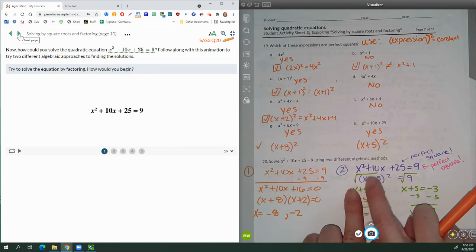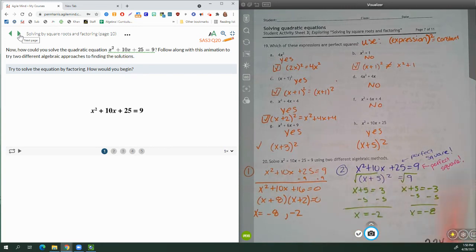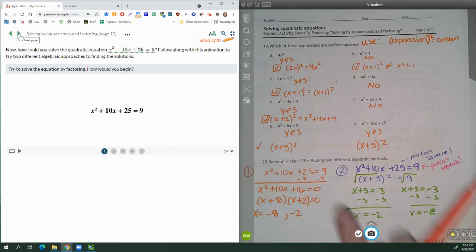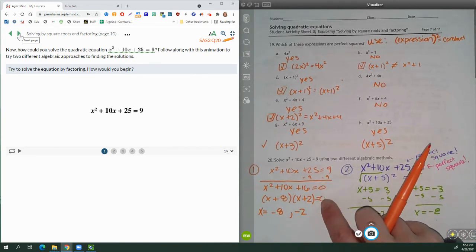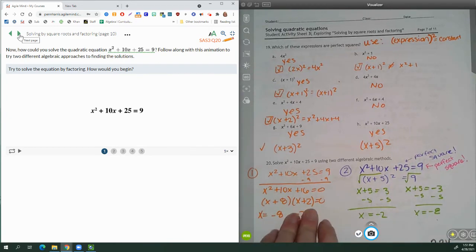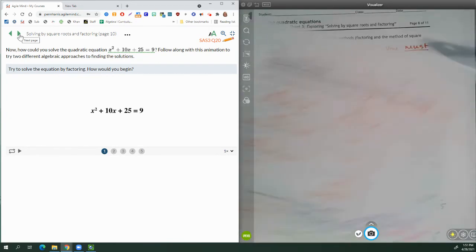Well, I can square root this side and square root this side, in which I get x plus 5 equals 3 and x plus 5 equals negative 3. Solve for that, and I get that x equals negative 2 or negative 8. Now you could do it the other way, just plain factoring: set it equal to 0, factor it, solve it. So you can do that two separate ways.